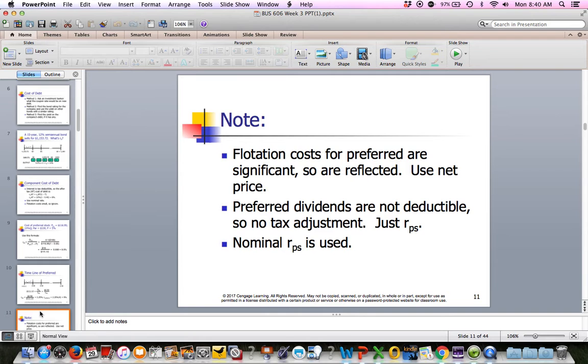It says here that if a company does choose to issue preferreds, that the flotation costs are more significant. So they are reflected here. And we're using the net price, the net proceeds that we would receive. So if I sell a preferred stock for $100, I get 95 as the corporation. My investment banker gets $5.